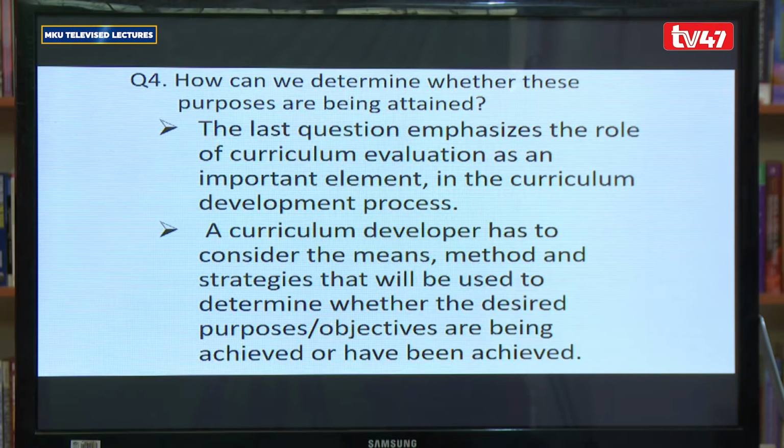Now, fourth, how can we determine whether these purposes are being attained or not? The last question emphasizes the role of curriculum evaluation as an important element in the curriculum development process. A curriculum developer has to consider the means, the method, and strategies that will be used to determine whether the desired purposes, objectives, are being achieved or not.